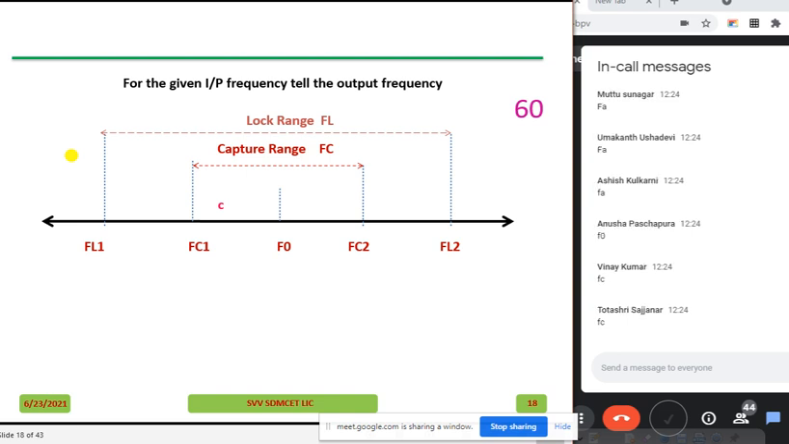Suddenly I have given FC. How to understand? If it is in between C1 and C2, then it remains the same, FC. Very good, all of them are typing. Now I am making D, now it will change to FD.